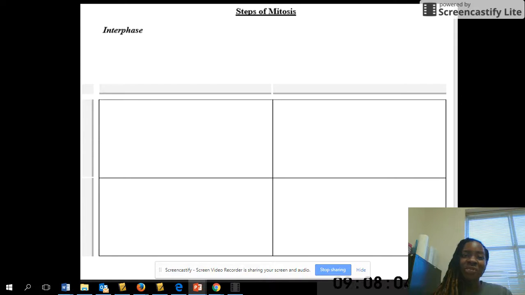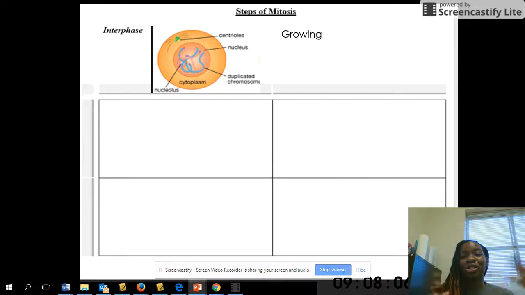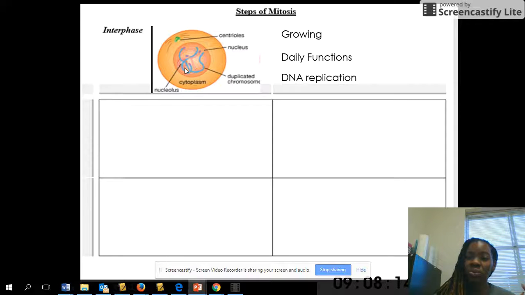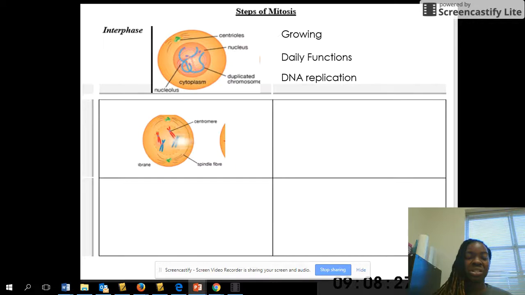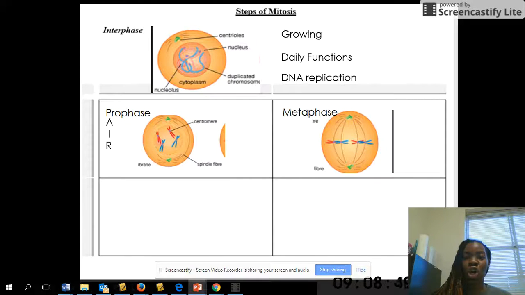Just to remind you, interphase is when the cell is growing, is carrying out its daily functions, and the DNA is replicating. In this picture, we see the blue chromosomes and we see the pink chromosomes. The blue chromosomes are a replicated pink chromosome. So we already have copied our DNA. The first step in mitosis is something called prophase. And I always remember prophase because prophase is when the chromosomes pair up. P, prophase, P, pair.